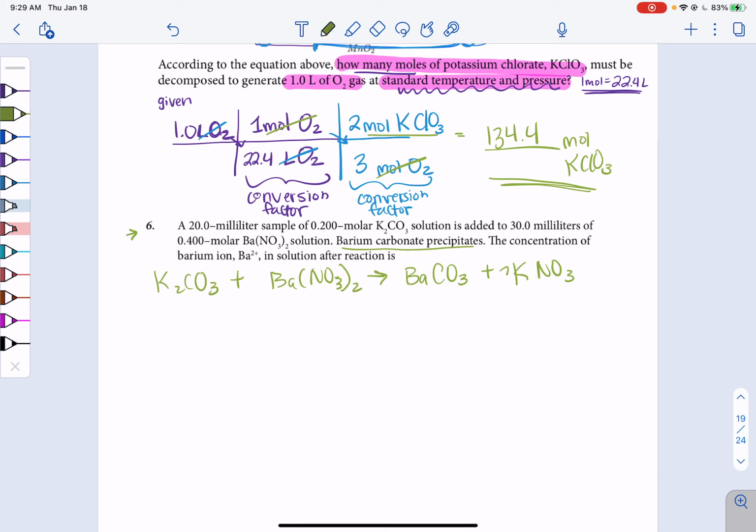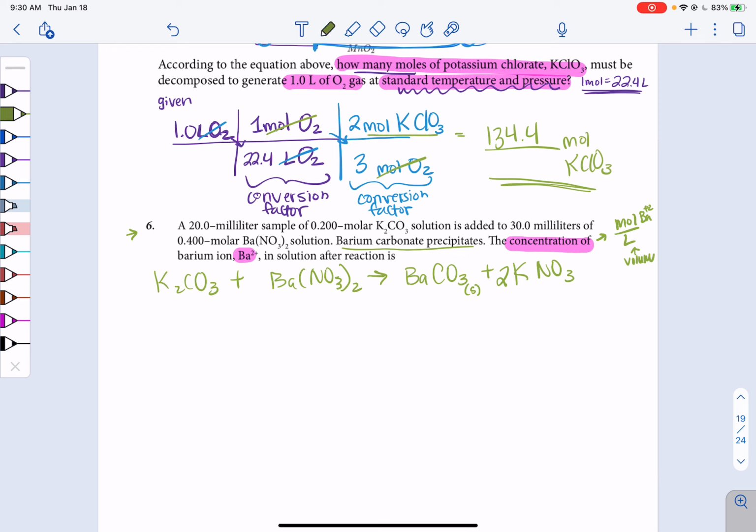So in order to balance this, I'm going to put a 2 right in front of the potassium nitrate. Now, the only thing that solidifies is the barium carbonate. Everything else is an aqueous solution. So the question itself is asking us for the concentration. Sorry, I cannot pick the right one. The concentration, and again, what are units of concentration? These are moles per liter. So I'm going to need a volume, and I'm going to need moles of the barium ions because it specifically wants it of barium ions.